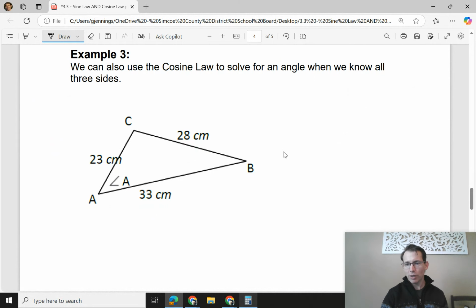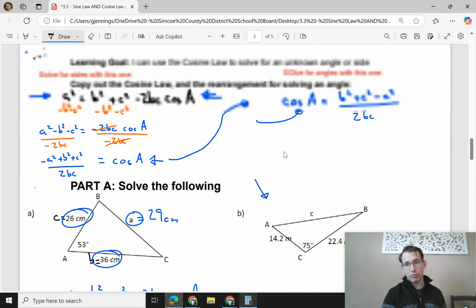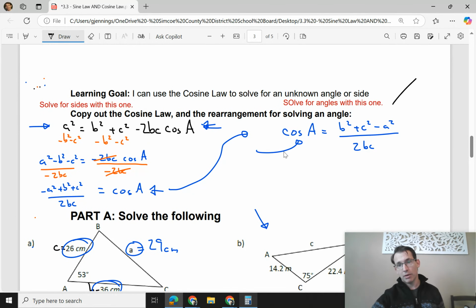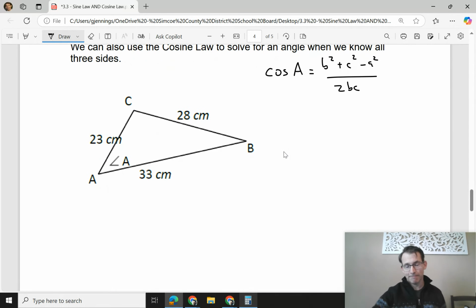Now, let's look at one where we're solving for the angle. Let's see if I can remember my formula. Cosine of A is equal to B squared plus C squared minus A squared all over 2BC. Let's see if I have that right, because as I was bragging earlier, I don't have it memorized, but you can bet I may have it memorized after doing this lesson. And then we just sub in and solve, right?